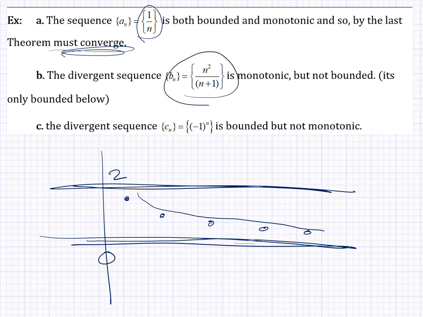This next one's divergent. It might be monotonic, and we could show that it is. But it's not bounded because it doesn't have an upper bound. The terms of this sequence are going to keep getting bigger and bigger, so there's no upper bound to it. And finally, for the divergent sequence negative 1 to the n, it is bounded, but it's not monotonic. The terms just keep jumping between negative 1 and positive 1. So you need both criteria, both bounded and monotonic, to determine if a sequence converges or diverges in that case.